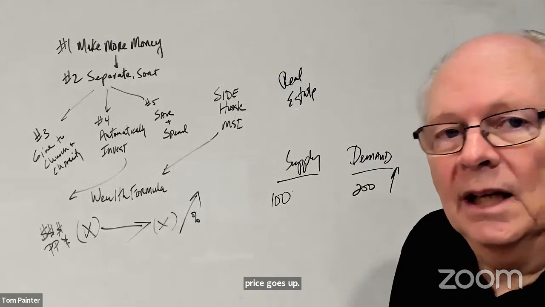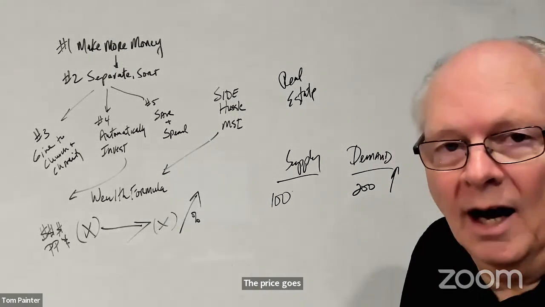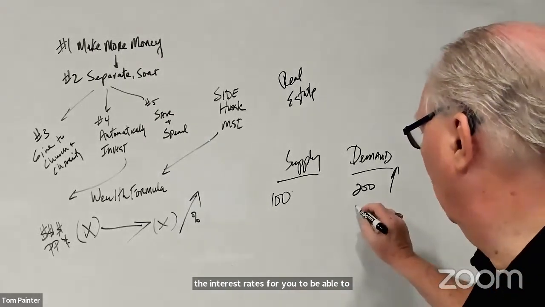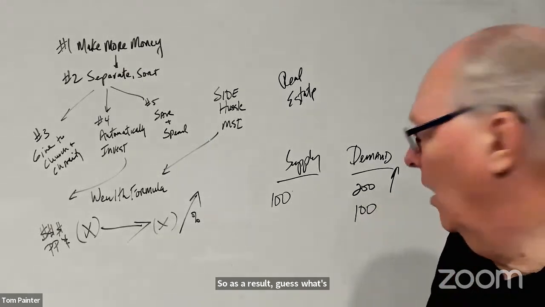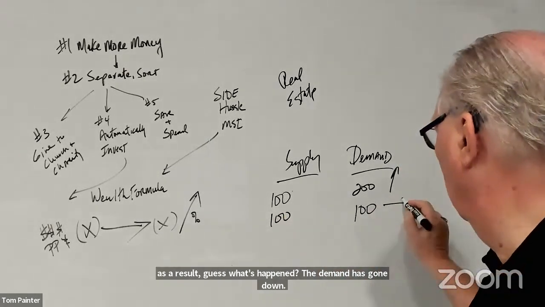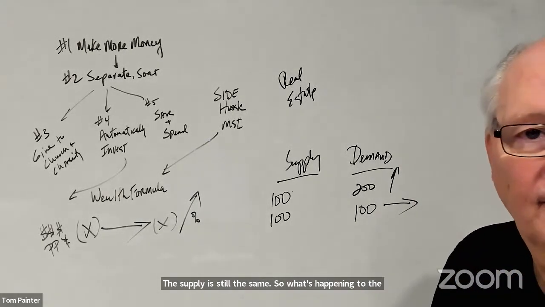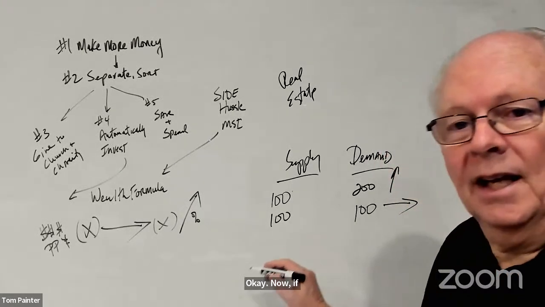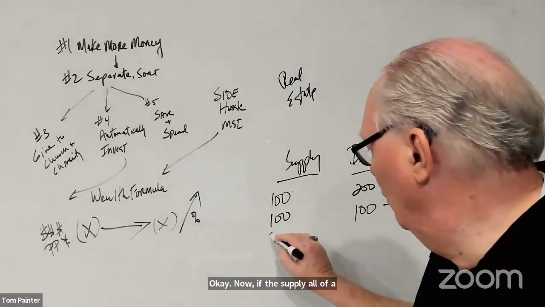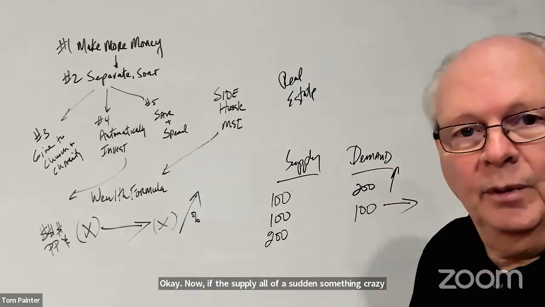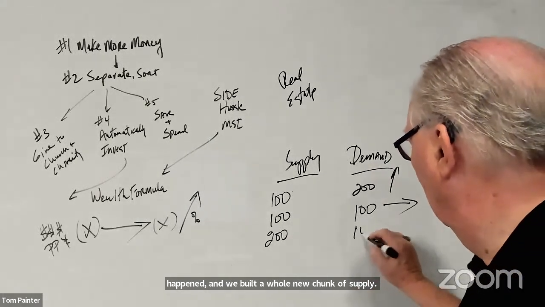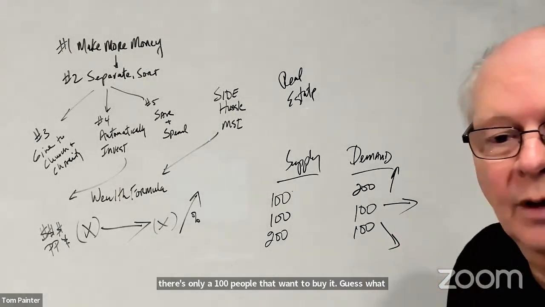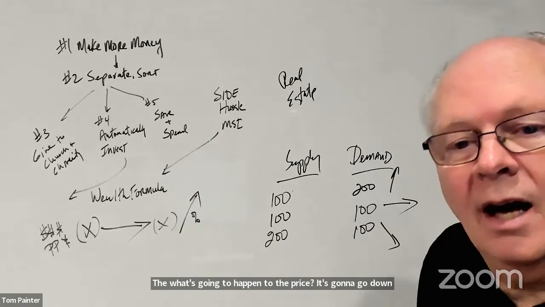Now, they have increased the interest rates, the cost for you to be able to afford a house. So as a result, guess what's happened? The demand has gone down. The supply is still the same. So what's happening to the prices? Well, it's probably going sideways. Now, if all of a sudden something crazy happened and we built a whole new chunk of supply, and now there's 200 of them available, and there's only 100 people that want to buy it, guess what's going to happen to the price? It's going to go down. It's the law of supply and demand.